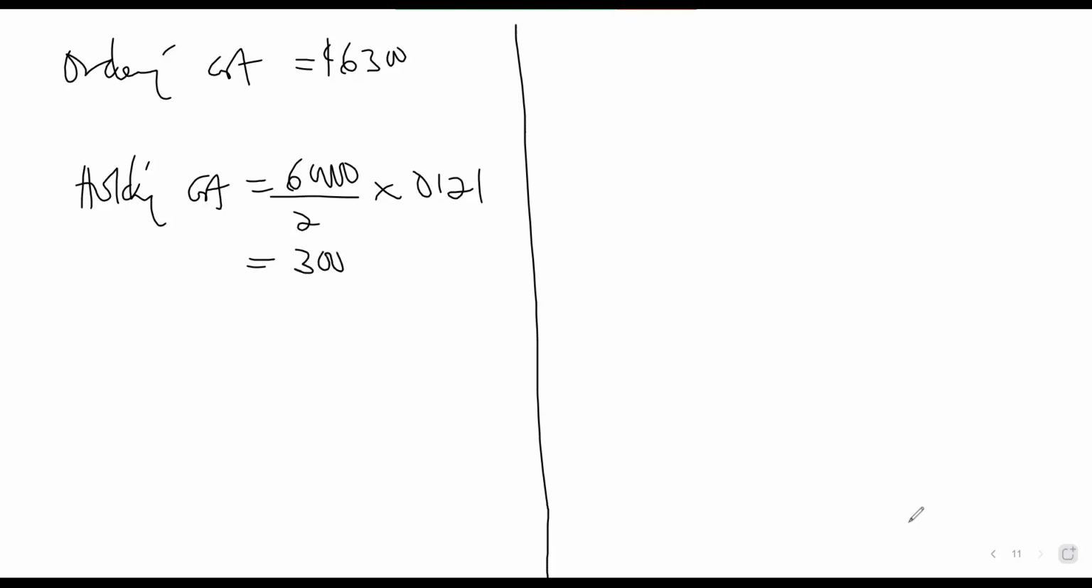So that will be 30,000 times 0.2. What are we having? 6,300. Okay, that will also be 6,300, isn't it? Okay. So what will be our total inventory cost now?